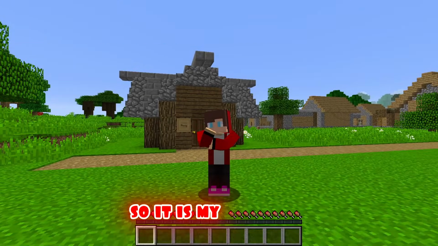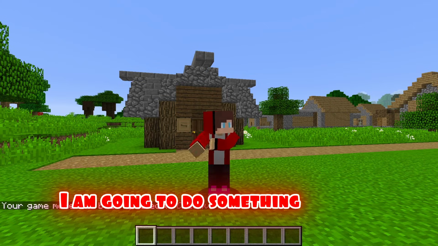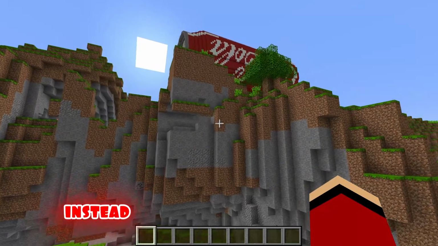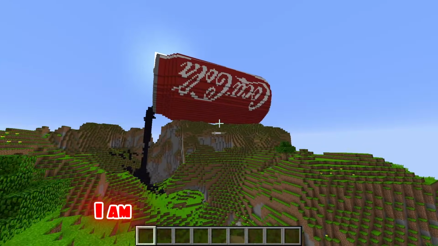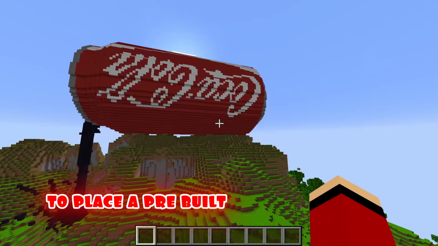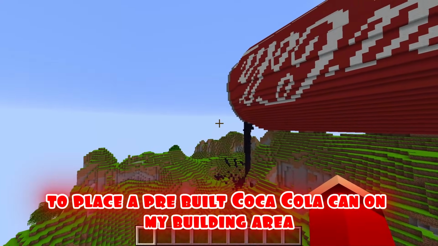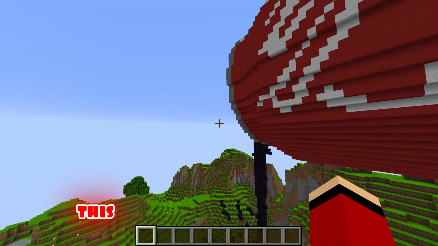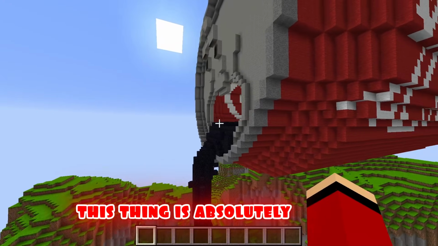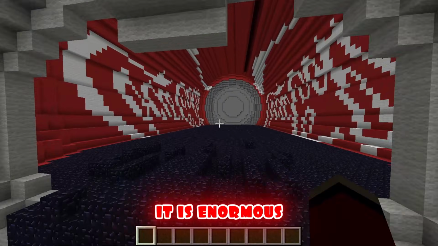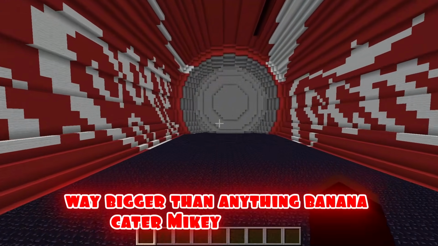Round 3. So, it is my turn now. I am going to do something a little different today. Instead of building block by block, I am going to use a command to place a pre-built Coca-Cola can on my building area. And here it is. This thing is absolutely massive. It is enormous, way bigger than anything Banana Kid or Mikey built today.